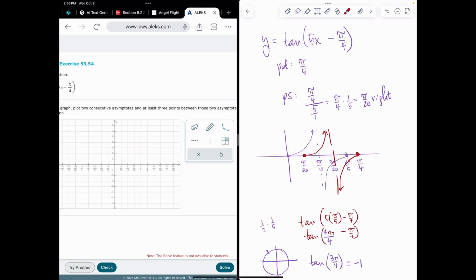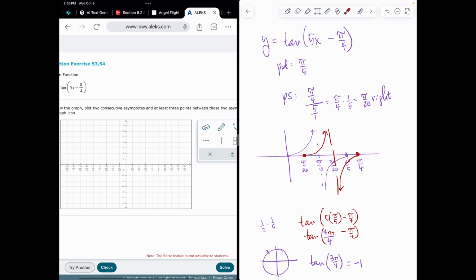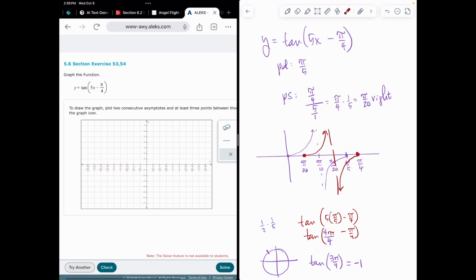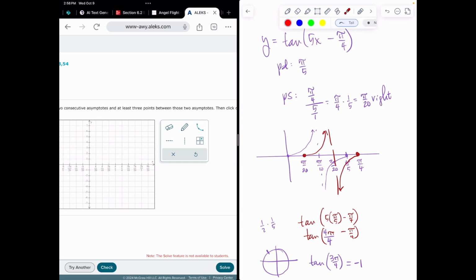All right, so now let's go over to Aleks and let's plot our graph here. To draw the graph, it says plot 2 consecutive asymptotes and at least 3 points between those 2 asymptotes, and then click on the graph icon. Okay, so first of all, let's get our asymptotes. We found that we have one here at 3 pi over 20. Let's put that one in.